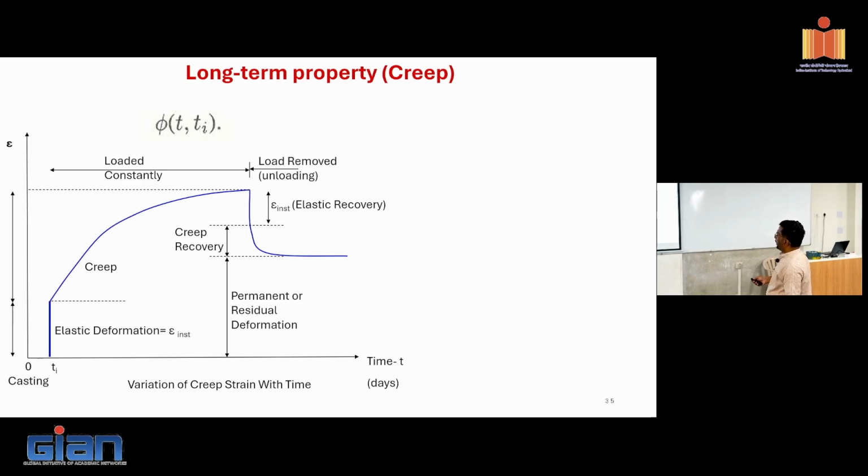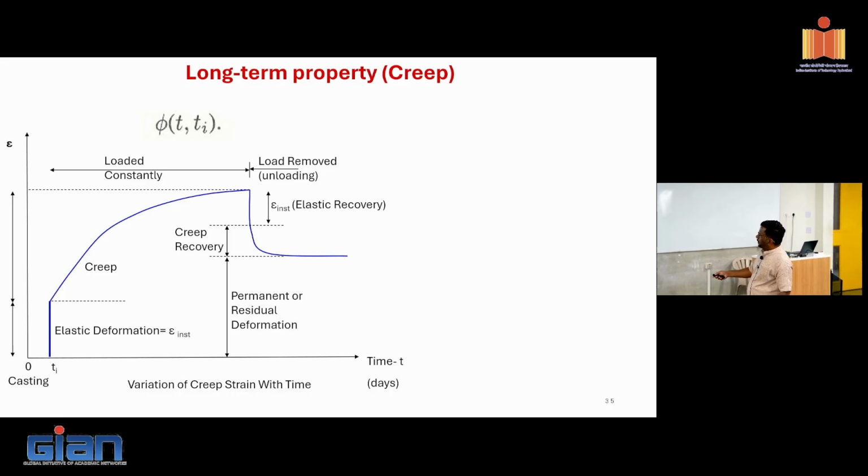Anyway, so long-term property, again, this is what we told, elastic deformation is this. If I start plotting the strain, this epsilon C2, as a function of time, this is right at the time of your load application. So immediately at Ti, when I start applying the load, depending upon how much I apply, the epsilon I will be there. Though I am keeping the load constant, the strain is going to keep increasing. Now that increase will be faster initially, then it will gradually reduce, right?